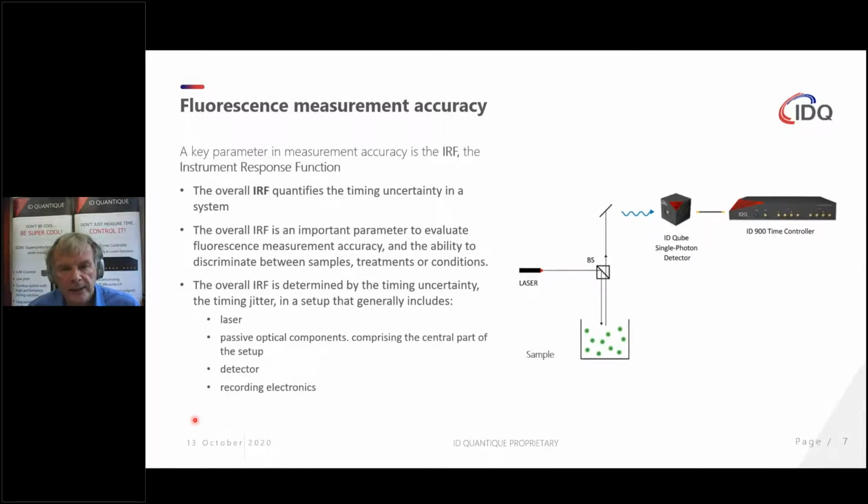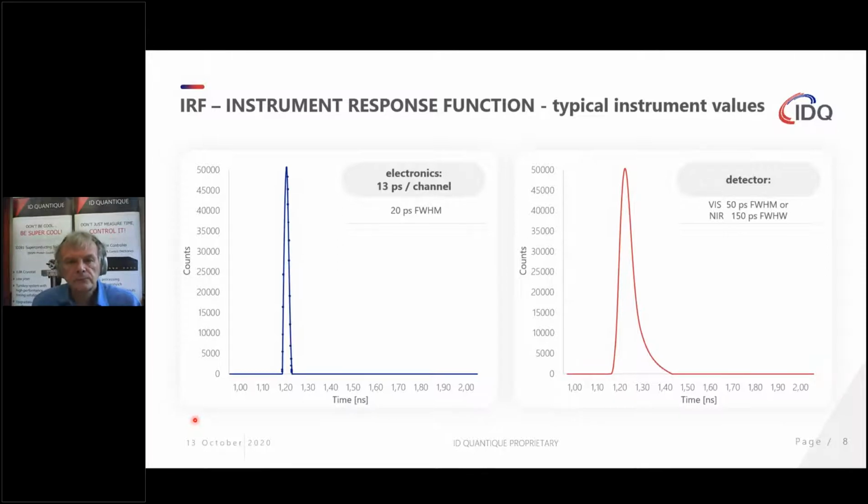Maybe in the next slide, I can show a little bit more about the IRF. So some of the instruments, like the electronics, if you have a 20 picoseconds full width half max timing jitter, it shows up as a sharp peak. On the right-hand side is a graph of a typical detector. In the visible, with silicon-based detectors, you can have about 50 picoseconds timing jitter. In the infrared, it tends to be a little bit larger. In our case, we have detectors that go down to just below 100 picoseconds. More commonly, it's like 150 to 200 picoseconds.